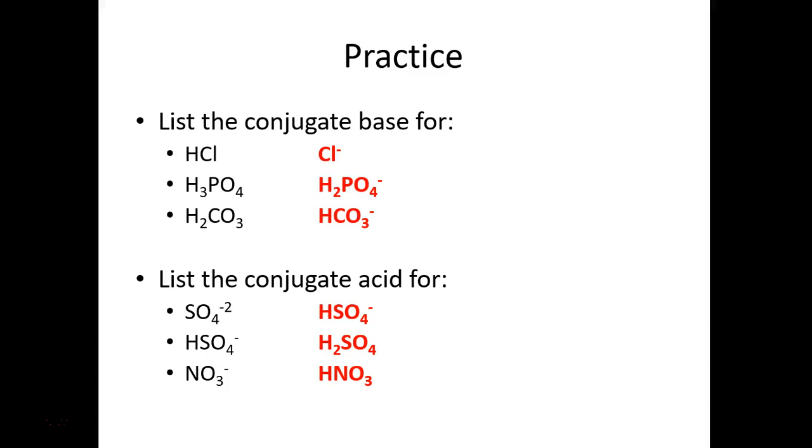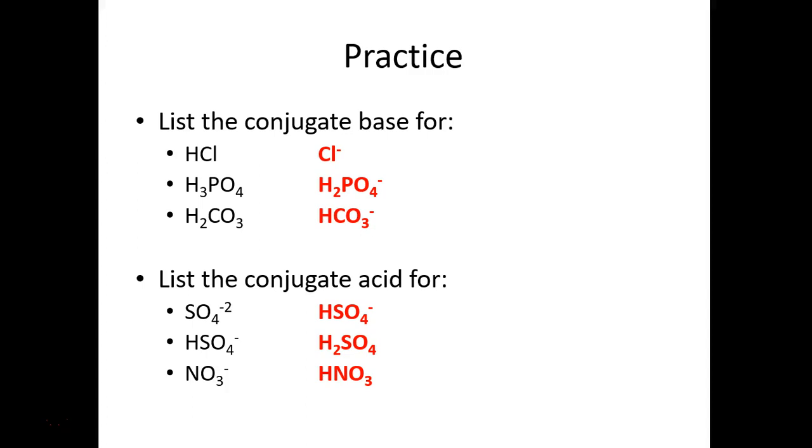Okay, so there are the answers. When HCl loses a proton, it becomes Cl-. When H3PO4 loses a proton, it becomes H2PO4-. And when H2CO3, carbonic acid, loses a proton, it becomes HCO3-. And that is our bicarbonate or hydrogen carbonate ion.